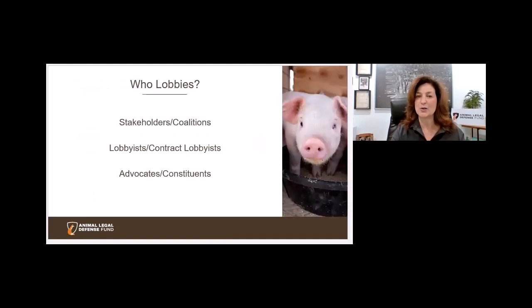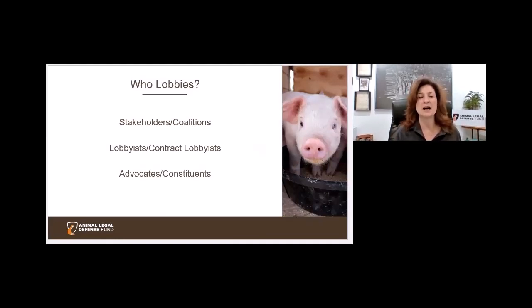And that's stakeholders, coalitions such as the Animal Legal Defense Fund and our partner organizations. We are the subject matter experts. We're often responsible for the drafting and the working of a bill to garner support and movement. We bring attention when needed and have media attention as well.